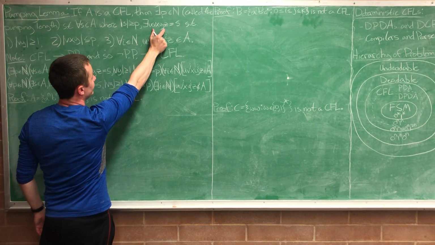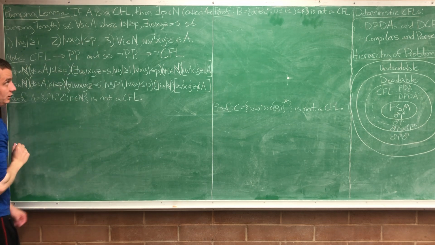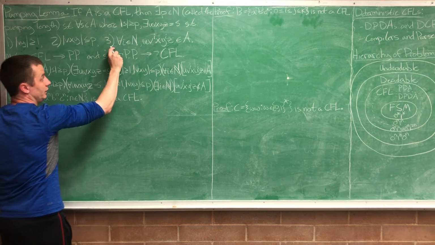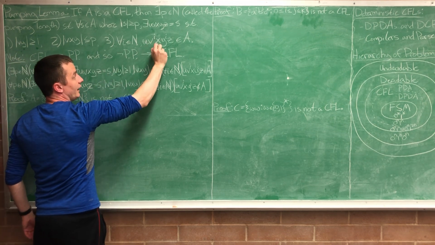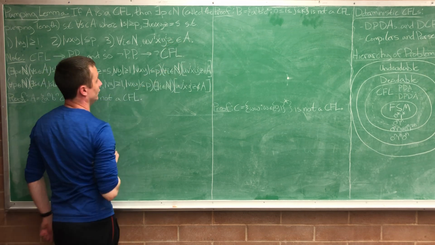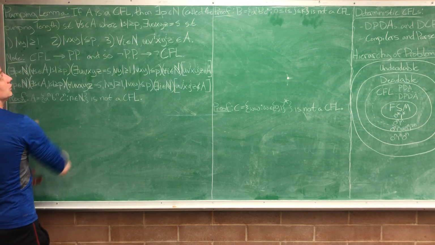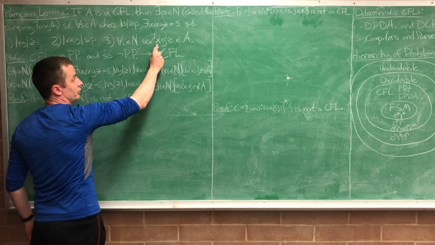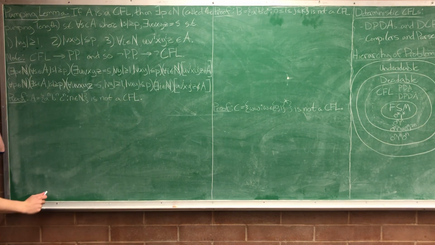This middle part, vxy, altogether has a length less than or equal to p. And then finally, for any natural number i, u v^i x y^i z is in A. So any pumped up version of the string is also in the language. If s is a long enough string in the language, then the pumped up version of the string is also in the language, with those extra properties.